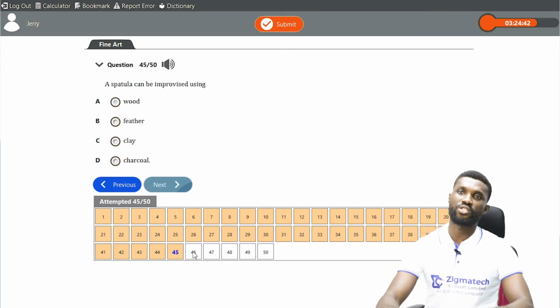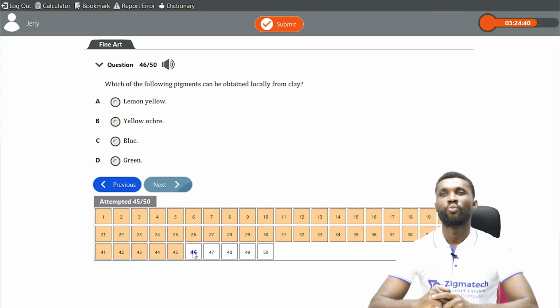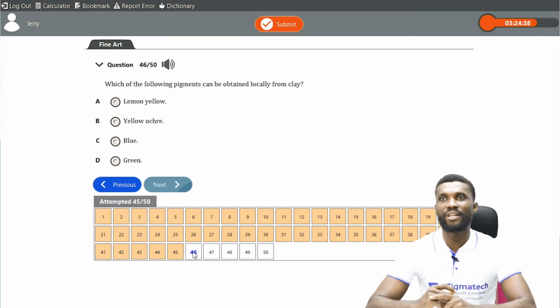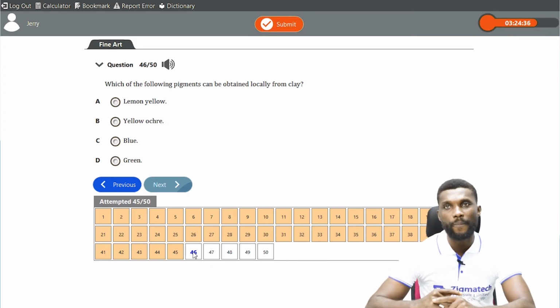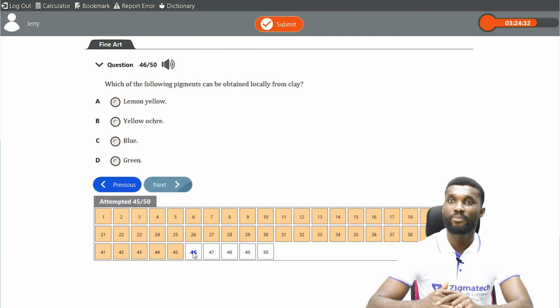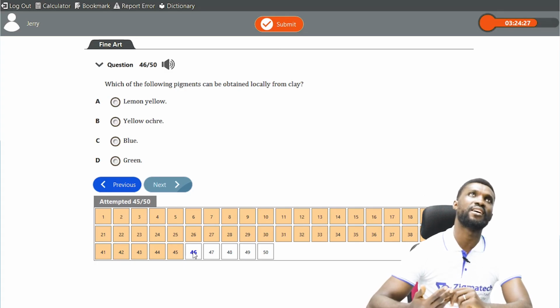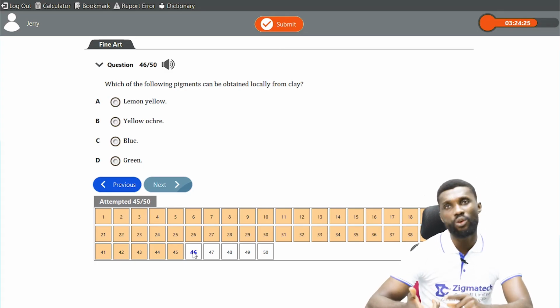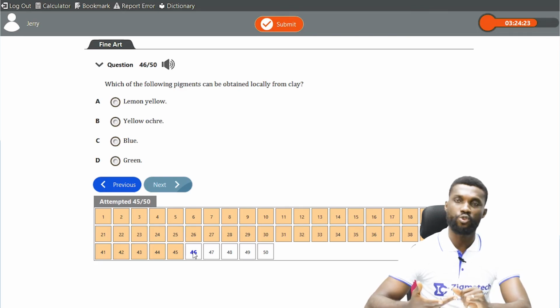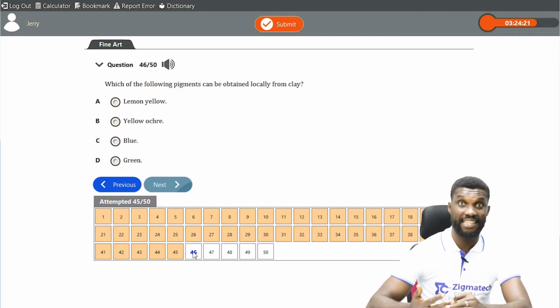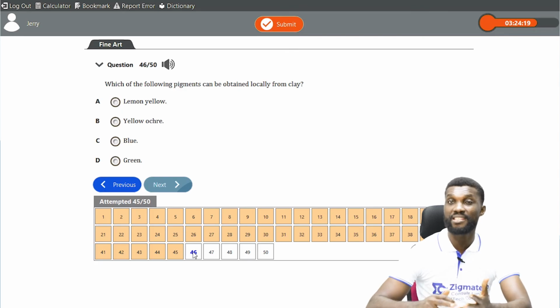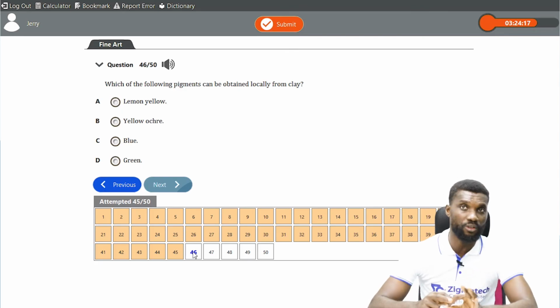All right, now let's look at question number 46. Which of the following pigments can be obtained locally from clay? Now, what is a pigment? A pigment is a color. It could be dye, it could be ink. We have 3 major pigments. We have paint, ink, and dye. These are the 3 pigments of colors.